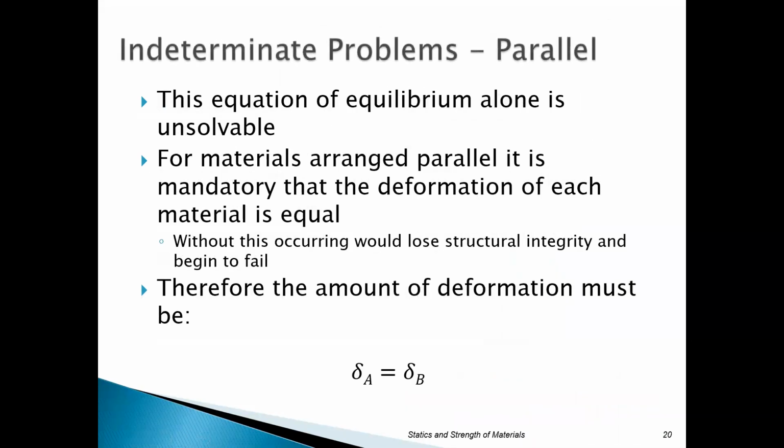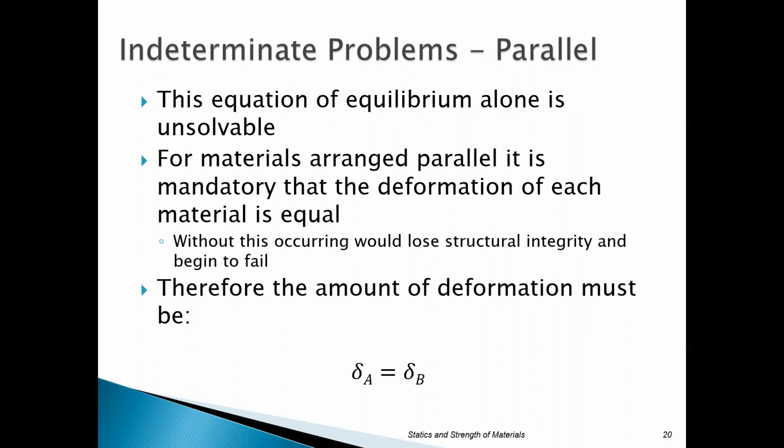But of course it's indeterminate, okay? Equilibrium alone is not going to make this solvable, but by dealing with the material-specific information, we can solve this. It's particularly important with parallel materials because if they deform unequally, you're going to have one material ripping the other apart, so you have failure. One thing that's always true when we look at these is that the deformation in each material has to be equal. So the material in A and the material in B, if they're being pushed down, are going to deform the same amount. If one doesn't, then it's going to try to rip the other one apart, okay?